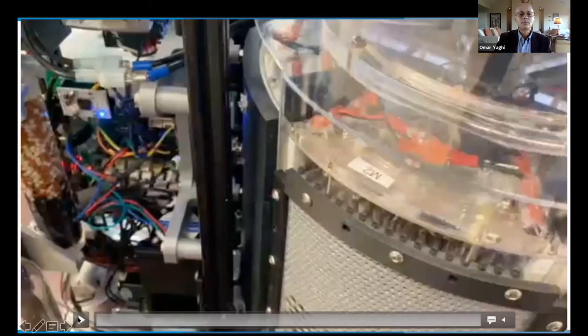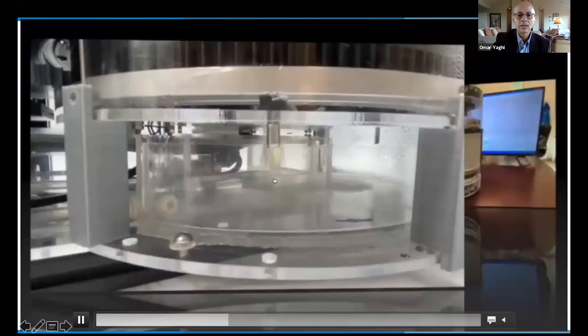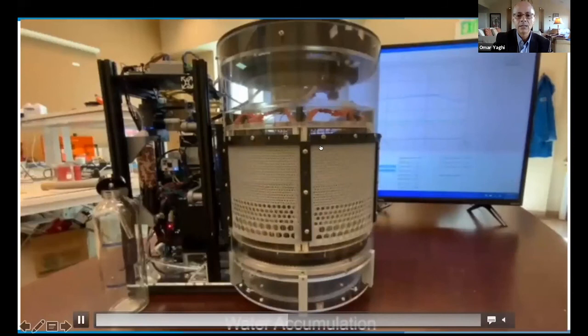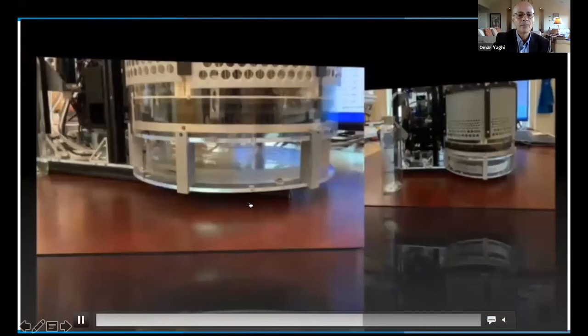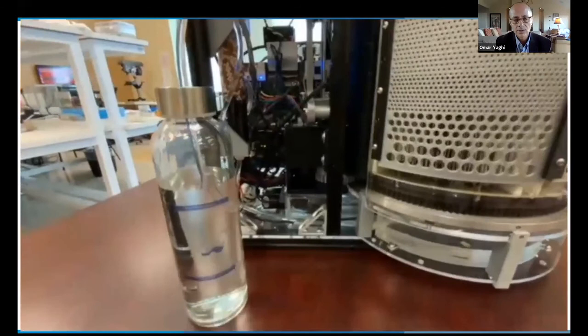The door opens, air goes in. Now the MOF is being filled with water. That's a collection area. And now the MOF rotates, is being evacuated. The water is being collected at the bottom. And you see it here filling up the flask. Okay. Now this device delivers 4 liters of water for each 100 grams of MOF, okay? So for each 100 grams of MOF, you're delivering 4 liters of water per day.